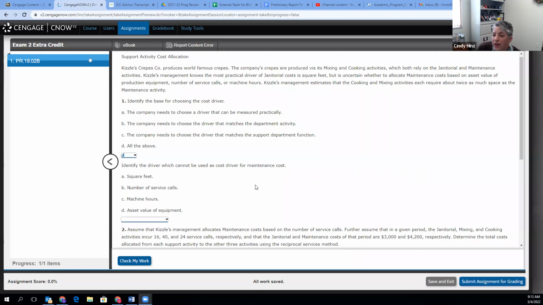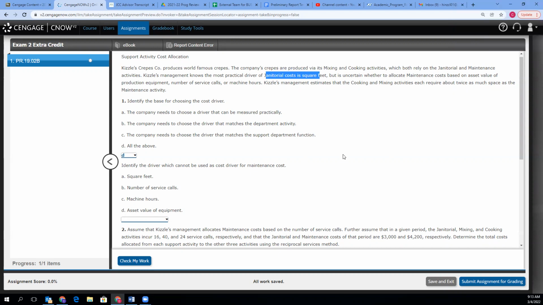Okay, so looking at our second question here, identify the driver which cannot be used as a cost driver for maintenance cost. And the answer is that you would not want to use the same driver as you're using for the janitorial costs, because then you might as well just allocate them all at once, right? So you wouldn't be allocating them separately if you use the same cost driver.